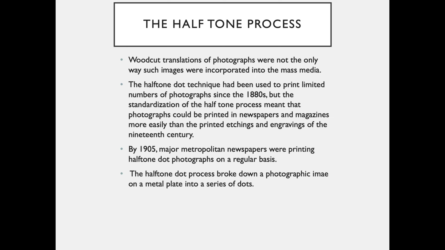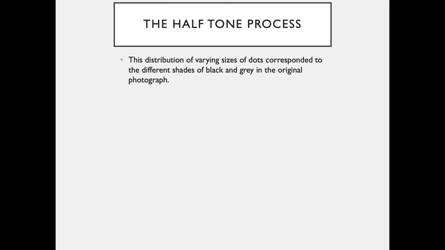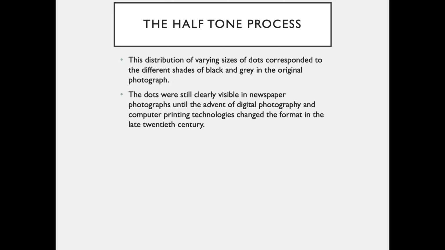The halftone dot process broke down a photographic image on a metal plate into a series of dots. Since each dot carried ink, it was the size of the dots in each area of the image that determined the blackness of that area. The distribution of various sizes of dots corresponded to the different shades of black and gray in the original photograph. The dots were still clearly visible in the newspaper photographs until the advent of digital photography and the updated computer printing technologies changed the format in the late 20th century.